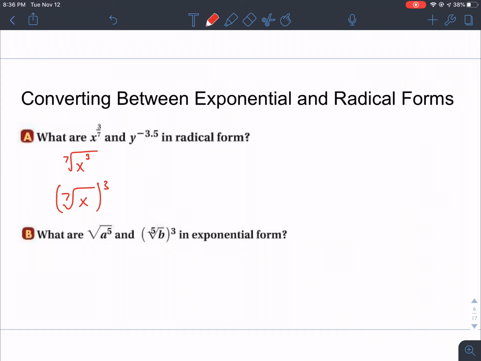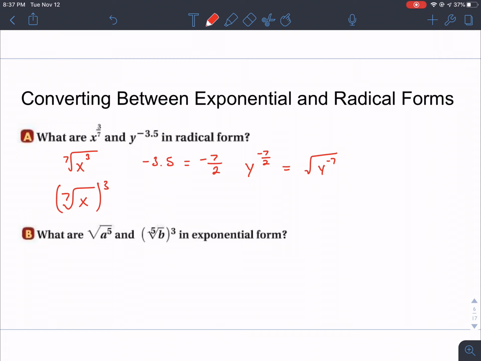Now the second one here, y to the negative 3.5, how we would write that is we first have to change it into a fraction. So what is negative 3.5 as a fraction? You can check this in your calculator if you don't want to do the math. But negative 3.5 is just negative 7 over 2. So this is saying y to the negative 7 over 2. And then from here, we can just do the exact same thing. Y to the negative 7 over 2 is equal to the square root of y to the negative 7.